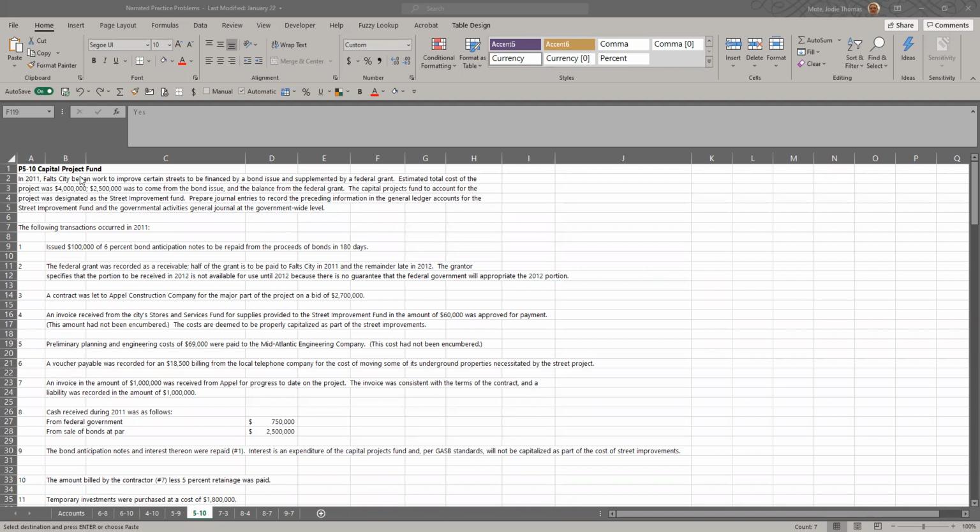And the problem says in 2011, Falls City began to improve certain streets via a bond issue that was supplemented by a federal grant. The estimated total cost is 4 million. 2.5 million was coming from the bond issue and the balance from the grant, from the feds. Capital projects funds are used to account for the project. The street account was designated as the street improvement fund.